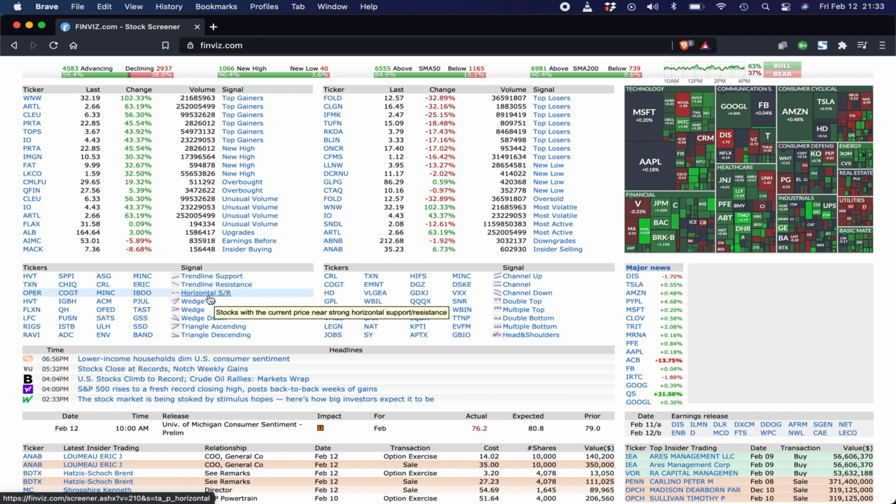Horizontal support and resistance, these are the stocks with the current price near strong horizontal support and resistance. Again, you have to look at the chart to see whether they are near support or resistance and then build your trading strategies around it. But once you get into the signal, once you pull up some of those charts, you will see what I mean.